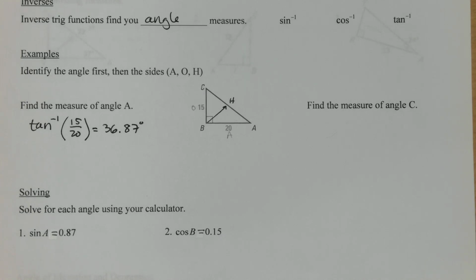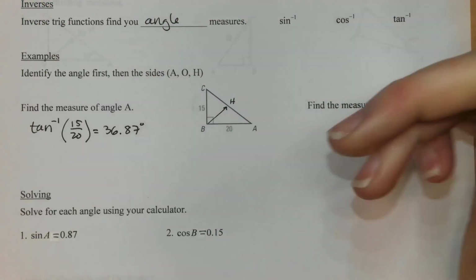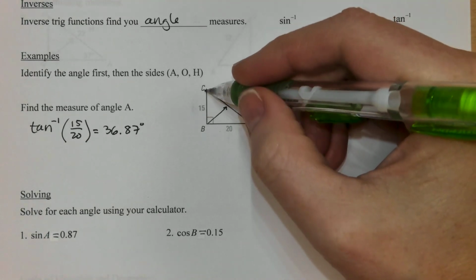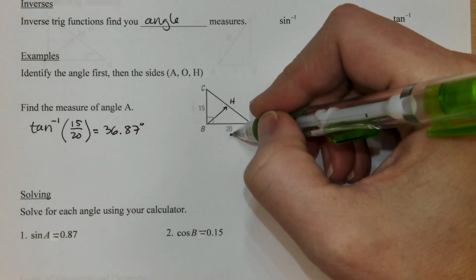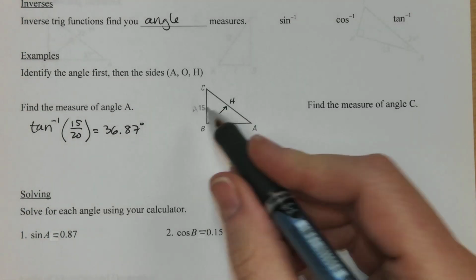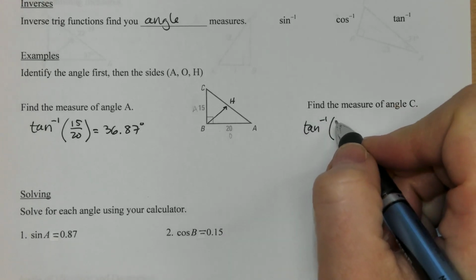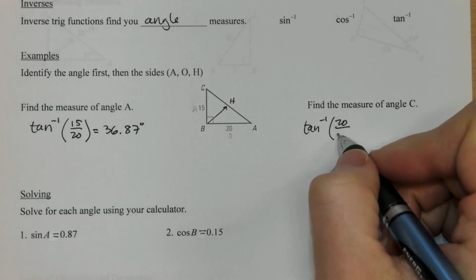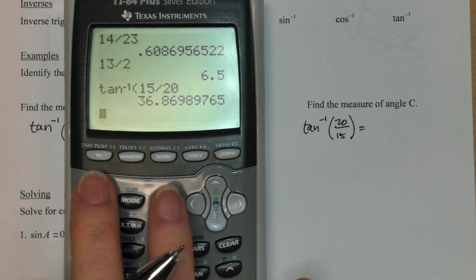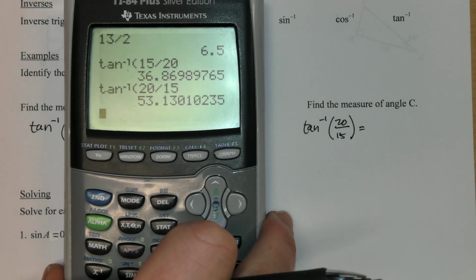And we're going to do the same thing for angle C. The trick is, from angle C's perspective, that was not the opposite, that was not the adjacent. They actually flip. So for C, this would be opposite and this would be adjacent. So still using O and A means we're going to do tangent inverse. Opposite this time is 20. Adjacent this time is 15. And so when I turn those around in my calculator, 20 divided by 15 would get me about 53.13.